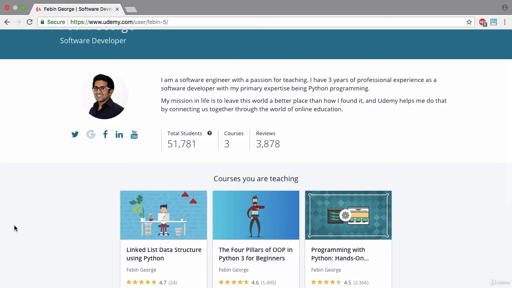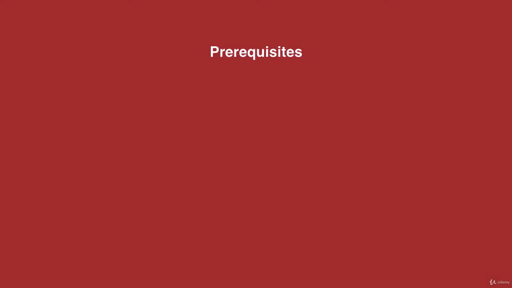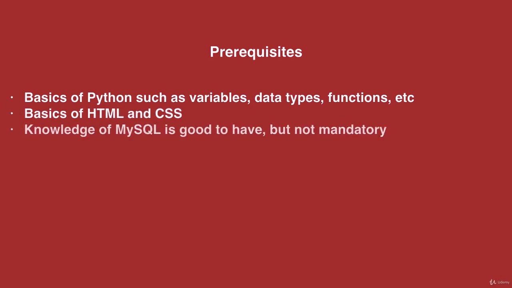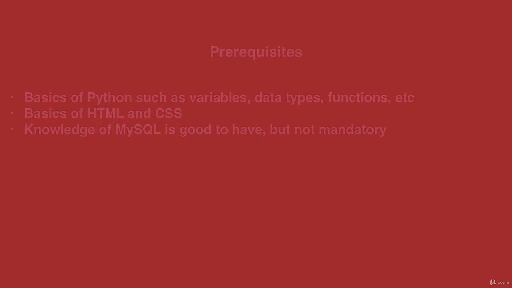This course does have a few prerequisites. You need to be familiar with the basics of Python, such as variables, data types, functions, and so on. You also need to be familiar with the basics of HTML and CSS. The knowledge of MySQL is good to have, but it is not mandatory since we will be looking into some of the queries. The focus of this course will be purely on the backend. We will not be dealing with much of the UI such as CSS and JavaScript.